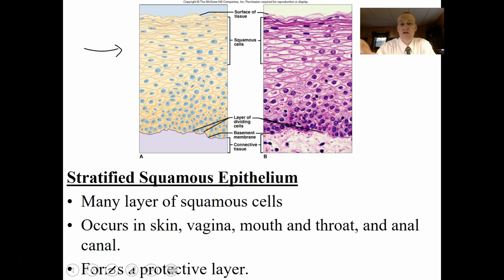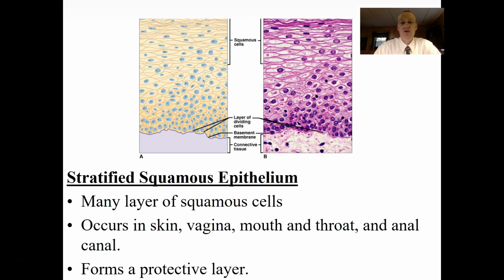And so the skin inside the mouth doesn't have a dead layer of skin cells. The skin that's over the surface of your body does have a dead layer of skin cells. So the stratified squamous epithelium does change in its shape depending upon what part of the body you're actually talking about.